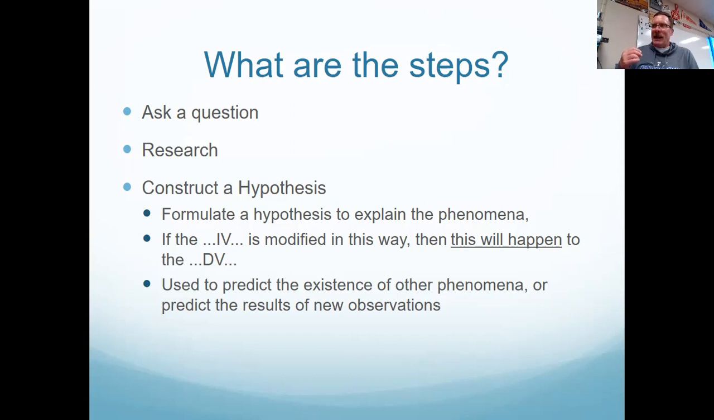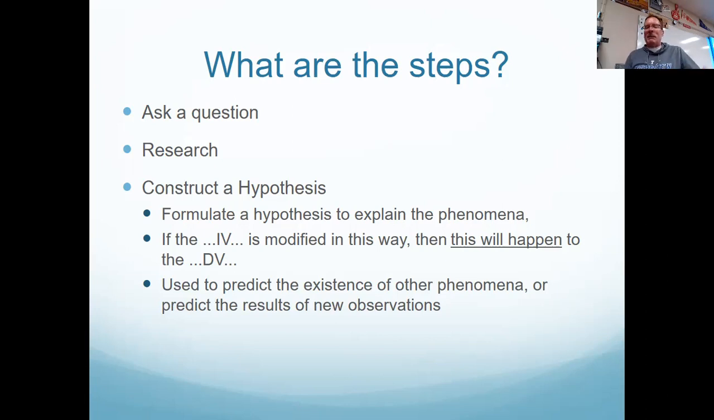But let's get more detail, because one of the areas that young science students are not great at is writing a hypothesis, constructing the hypothesis. So you want to formulate a hypothesis to explain whatever the experiment is testing and what you believe will be the outcome. If the, and this is what's different than probably what you've had in the past, if the, and that's where your independent variable comes in. We'll be talking about independent variables in a minute.